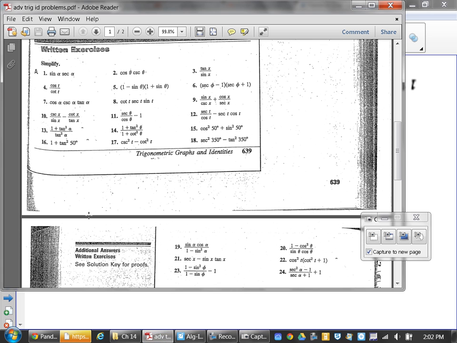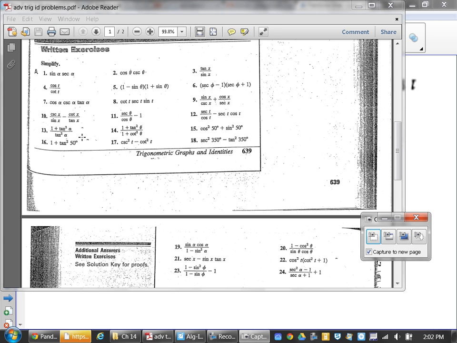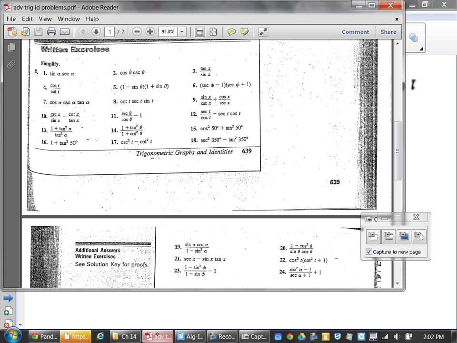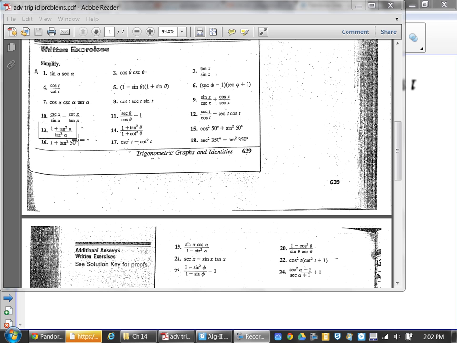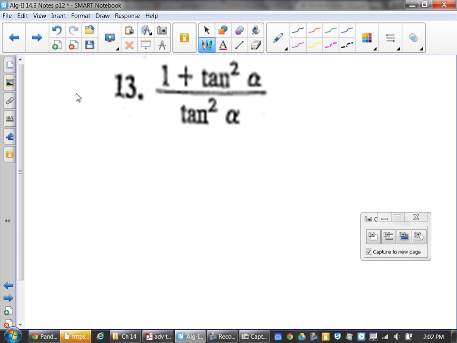As you get into the ones that have a singular denominator, like in 13, there are a couple of things that you can do here. Whenever I see a singular term in the denominator versus 2 parts in the numerator, I usually split it into 2 fractions because I might be able to simplify each fraction individually. So I have 1 over tangent squared. What's 1 over tangent squared? So what's cotangent squared plus 1?